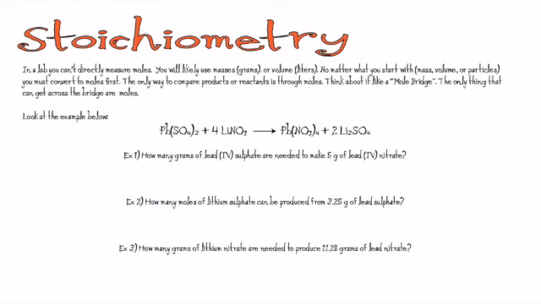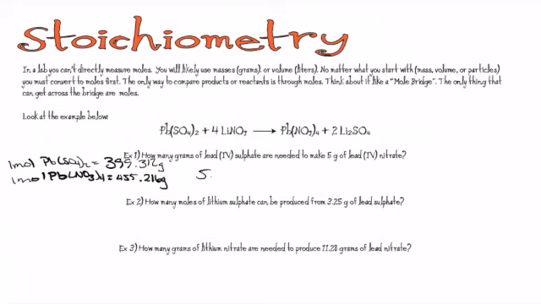So look at the example below. How many grams of lead-4 sulfate are needed to make 5 grams of lead-4 nitrate? So the first thing we need to know are the molar masses of lead sulfate and lead nitrate. If you've forgotten how to find the molar mass, watch the video on moles. So we're starting out with 5 grams of lead nitrate. Our first step is to get to moles.